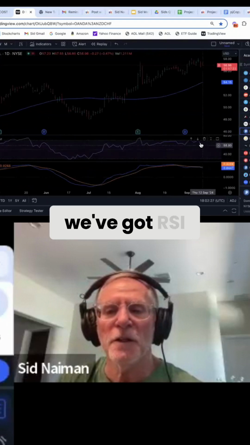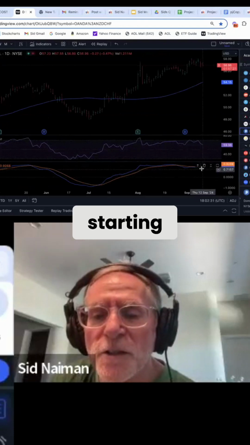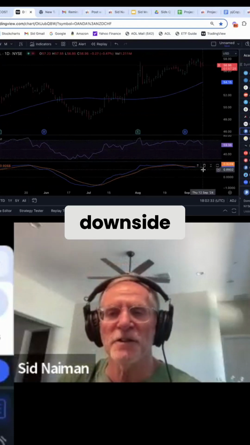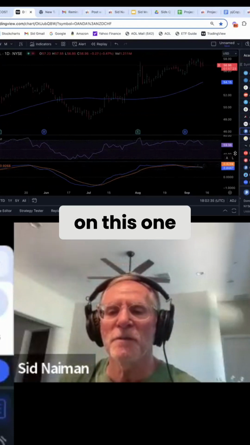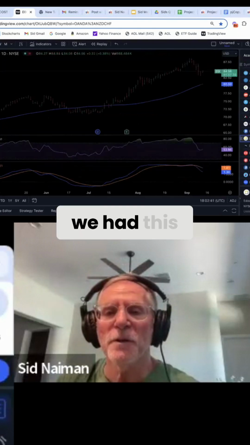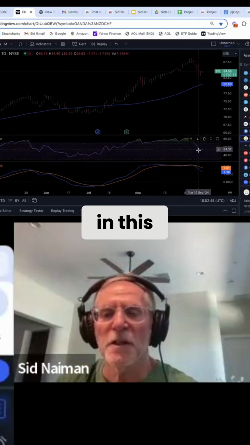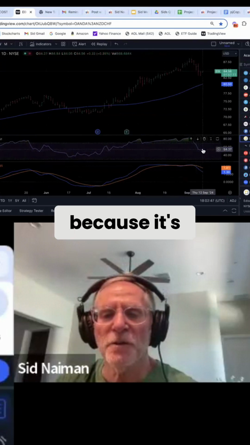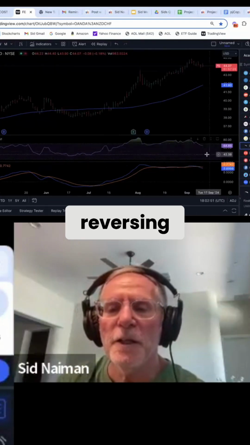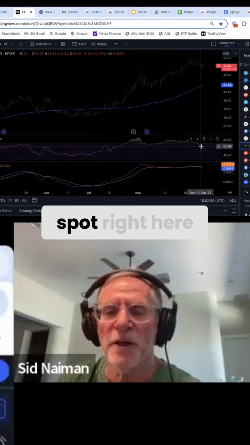Dominion D, we've got RSI pointing down, MACD looks like it's starting to form that gap there on the downside. So keep an eye on this one. I like a little bit more of a gap on that. EIX, we had this one the other day, and I think Neva or somebody was in this. Looks like it's take profit time because it's reversing. FE, again, RSI pointing down, MACD crossing. So this is an interesting spot right here.